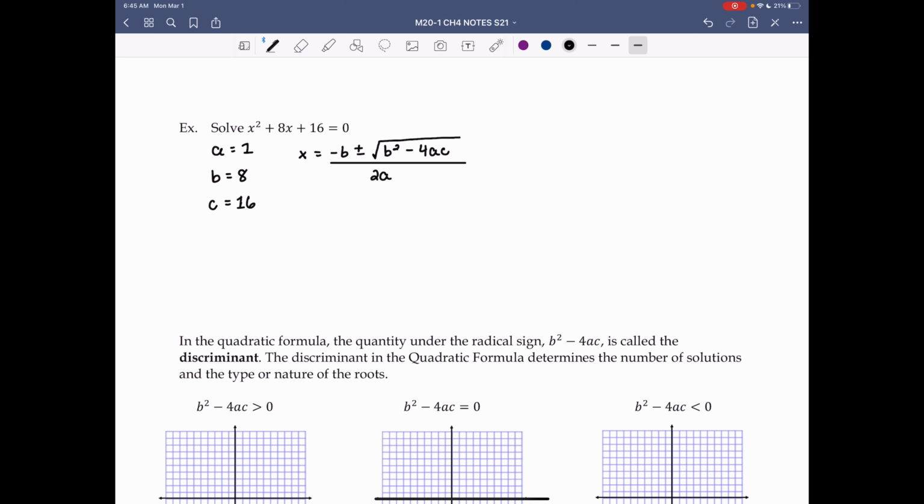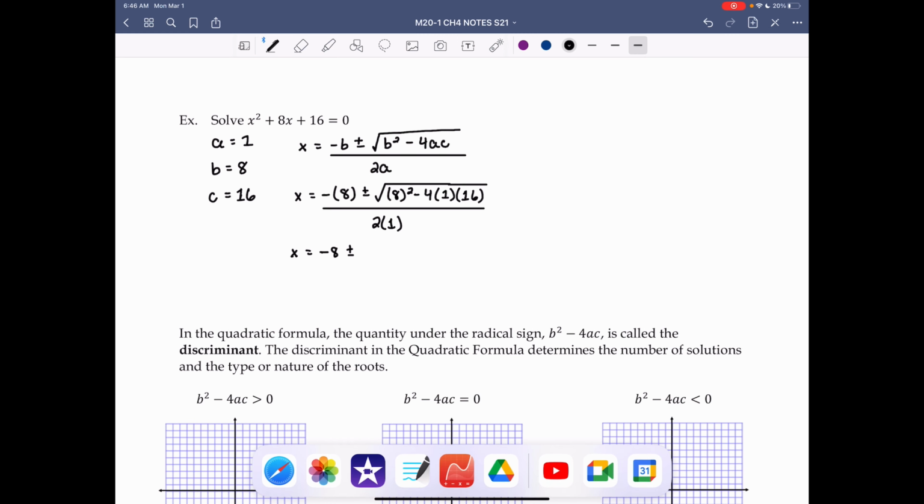Then plug in our a, b, and c values. X equals negative bracket 8 close bracket plus minus the square root of 8 in brackets squared minus 4 times a, which is 1, times c, which is 16, all divided by 2 times a, which is 1. Then we want to simplify. X equals negative times positive 8 is just negative 8, plus minus. Let's figure out what's under the square root.